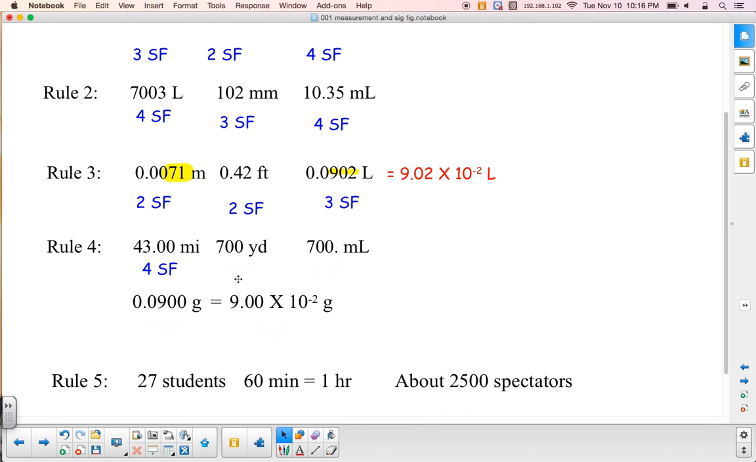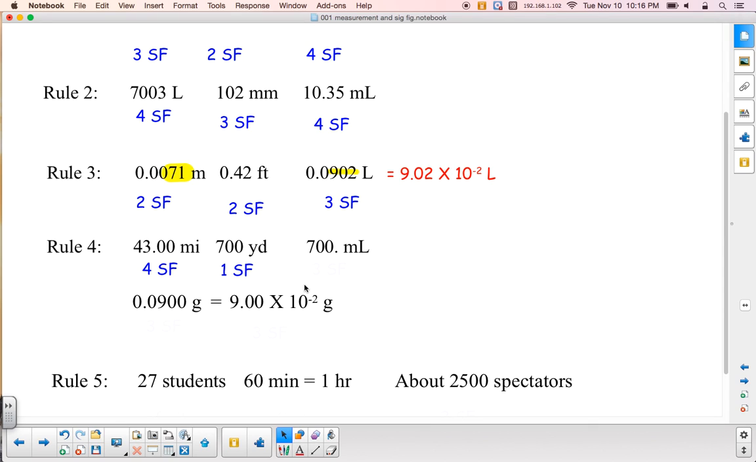The measurement 700 yards, however, without a decimal place, only has one significant figure. The person who took this measurement, the way they have it recorded, is indicating that the 7 is an estimate and they don't know anything else.